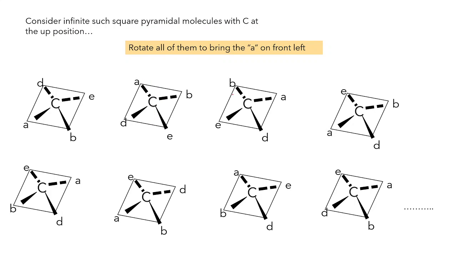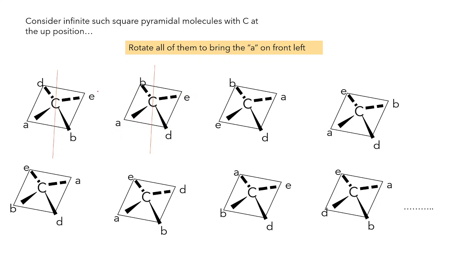The first instruction is to rotate all of them to bring A on the front left. For example, here A is on the front left, so I want to have A here in this molecule also, just to check if it is similar to the first one or not. So we are trying to superimpose them. Let's bring the A in the second molecule to here. You see that all the other atoms will move in this fashion.